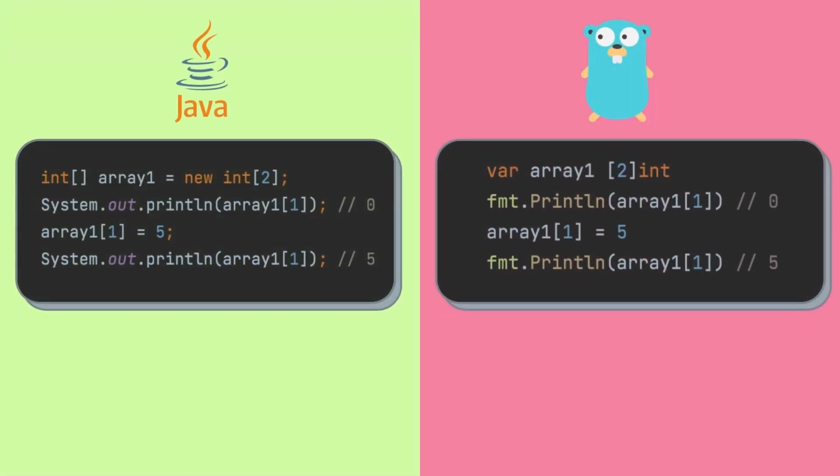The first line defines and initializes an array of integers in the corresponding languages. In both the languages, all elements of a newly initialized array have default values. Because of this, the second line prints 0 in both the languages. Also, you can see that setting, overriding and reading values from an array are the same in both Java and Go.